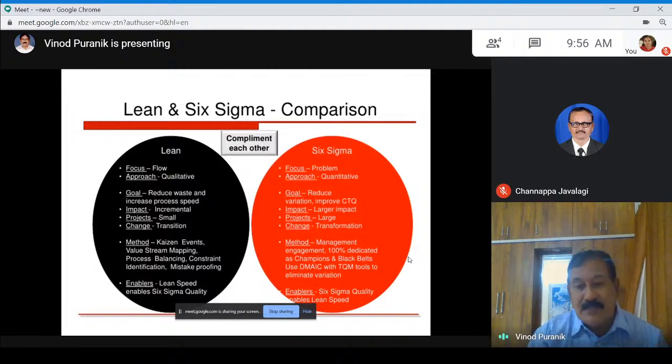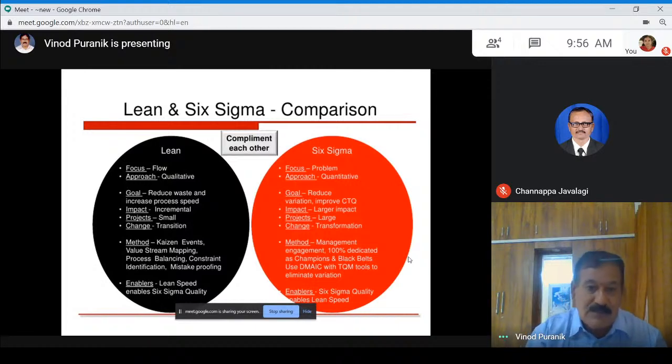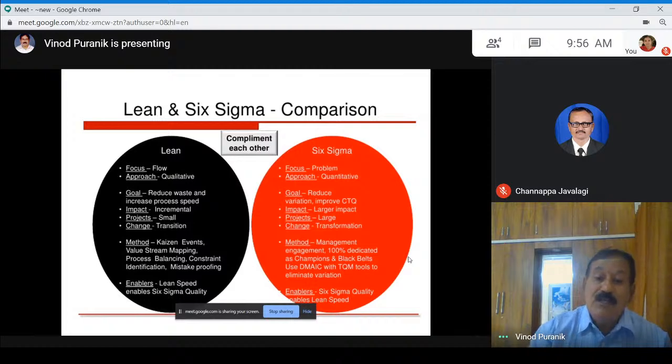In Lean, the impact is incremental. If you look at the impact, the larger impact is in Six Sigma. In Lean, change is a transition, but what we need in Six Sigma is change as transformation. In Lean, we use Kaizen events, that is continuous improvement, value stream mapping, process balancing, constraint identification, then mistake proofing. Those are the things there. In Six Sigma, the management engagement is 100% dedicated, as champions and black belts. Then we use DMAIC with TQM tools to eliminate the variation.